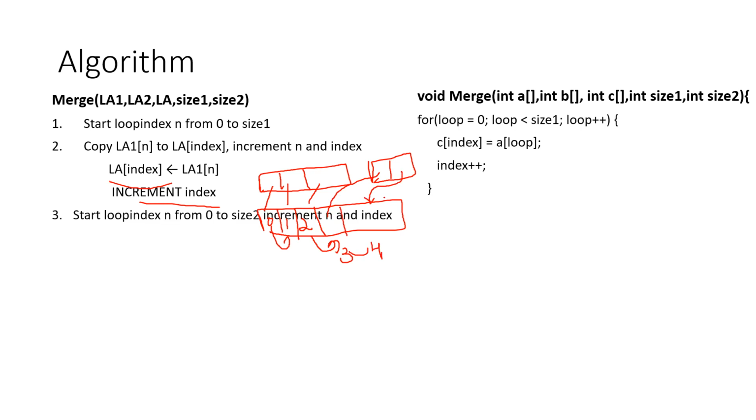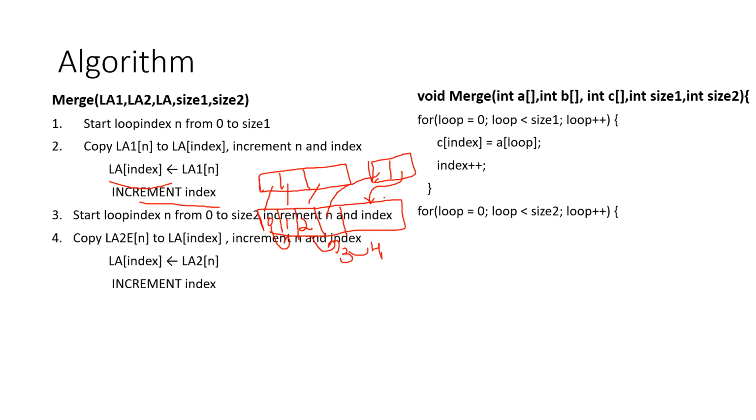Okay, first step done. Second step, in the same way, all the elements of the second array are copied to that. You can see here, the same index in the resultant array is used and incremented. The same index variable is a common name used for copying the first array or the second array into the resultant array. This is how the program can be designed.